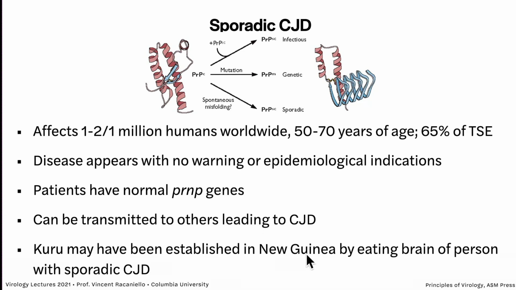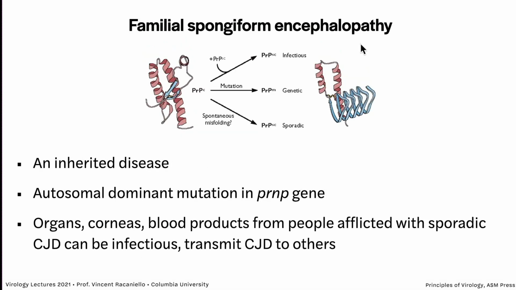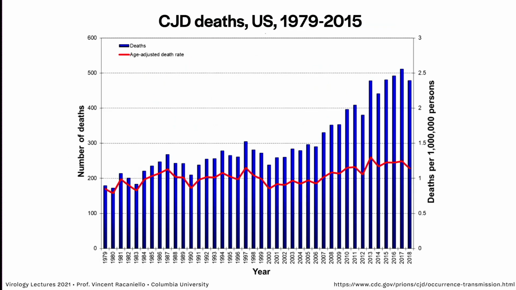And we think Kuru became established in New Guinea when that first person developed sporadic CJD years ago. He died, and they started eating the brains, and that started the chain of infection. It became an infectious form after that. The familial encephalopathy is an inherited disease. There's a single autosomal dominant mutation in the gene, and these people develop it, and then they donate corneas, blood products, etc. They can transmit the infection to other people as well. So it arises in you sporadically, and then you transmit it.